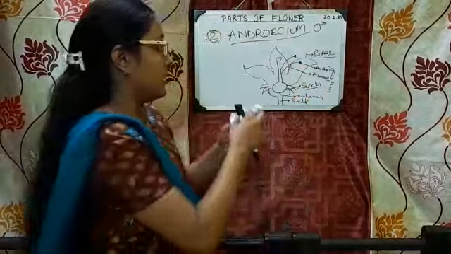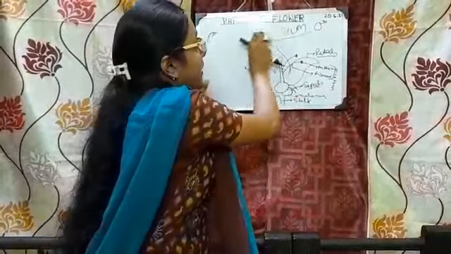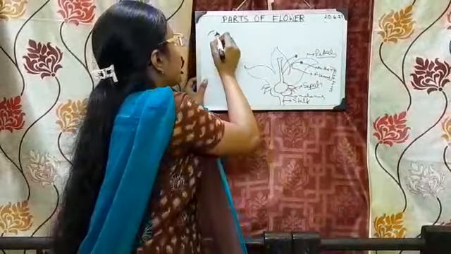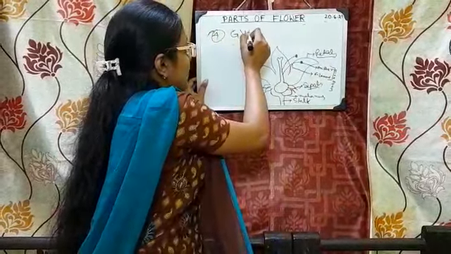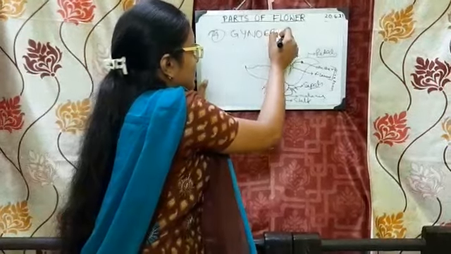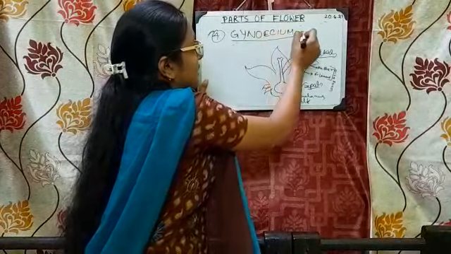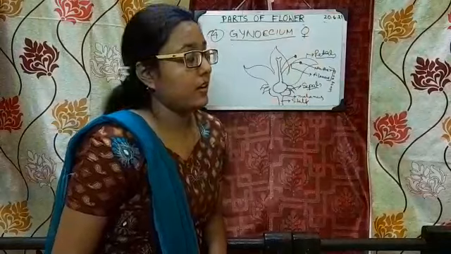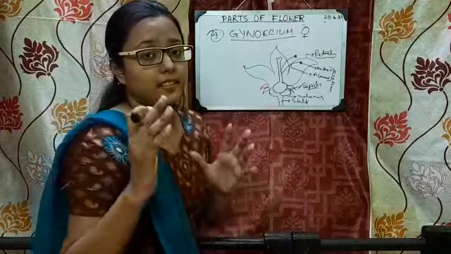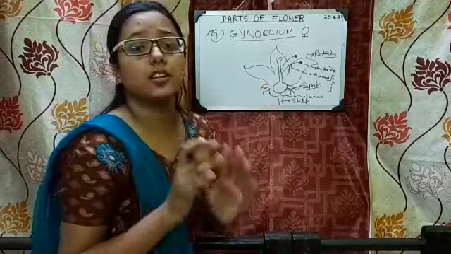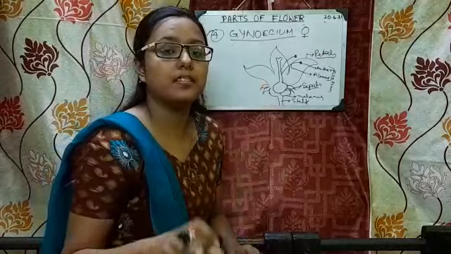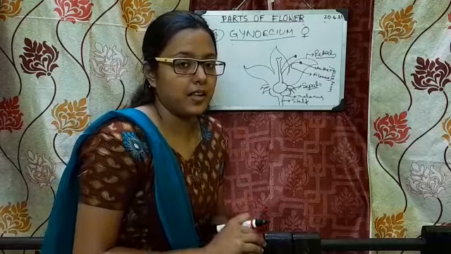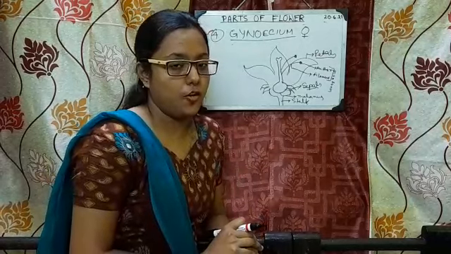Now the last and the innermost whorl, which is the gynoecium. Gynoecium is the innermost whorl and it contains the female reproductive part of a flower. Okay, so this gynoecium is composed of pistils or carpels, and these pistils or carpels are further composed of 4 types of parts. What are they? They are stigma, style, ovary and ovule.